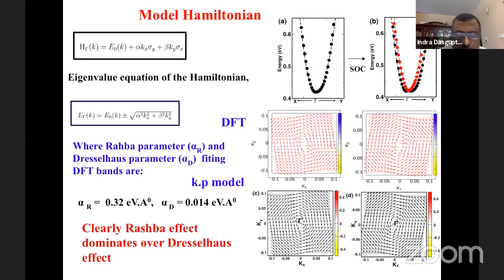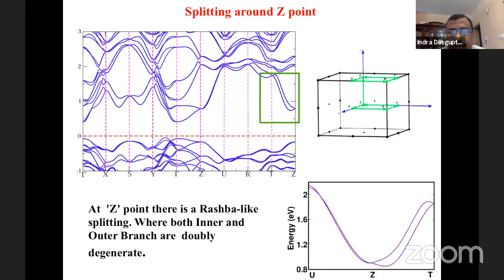So this essentially provides us an understanding. What we're essentially interested in is this huge splitting around the Z point. And the Z point is very special, the reason being that here, for example, non-symmorphic operations will play a role. I will not get into the details.